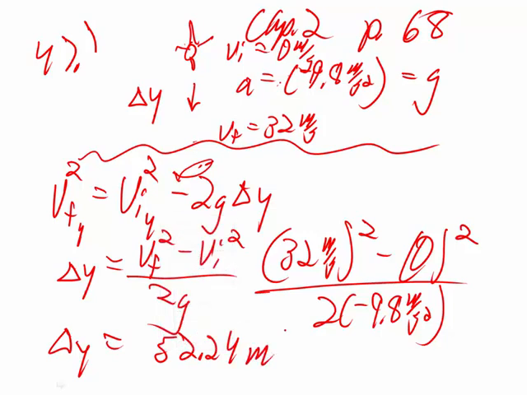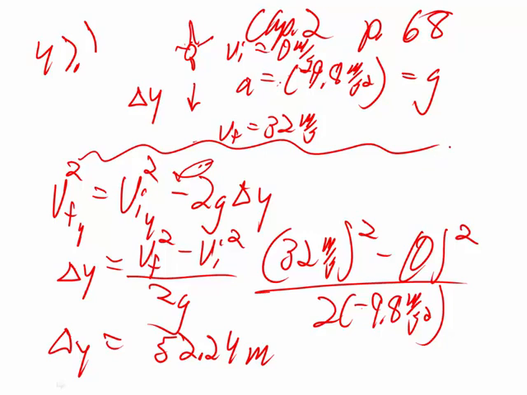Now, let me ask you something. Let's go back and look at the question. It says, what height did it dive from? Some of you are saying, now, wait a minute, Mr. Shields, this is supposed to be negative because that 9.8 is negative. Well, let me show you something.